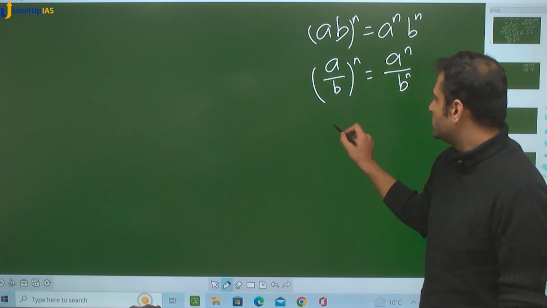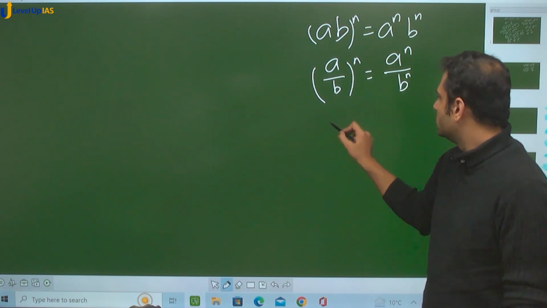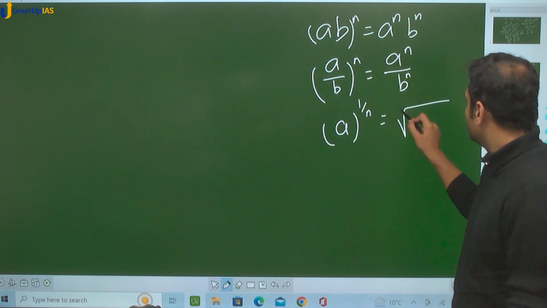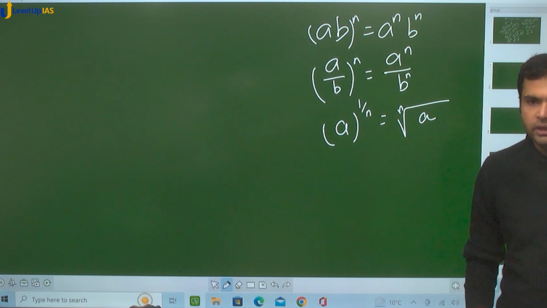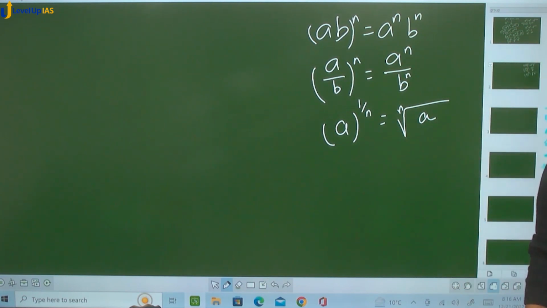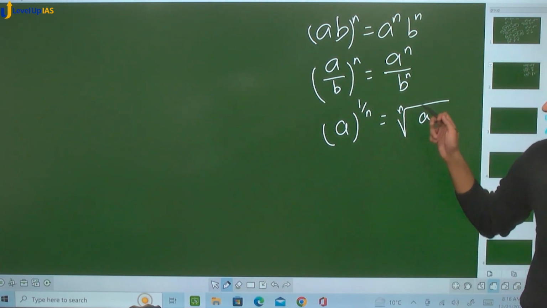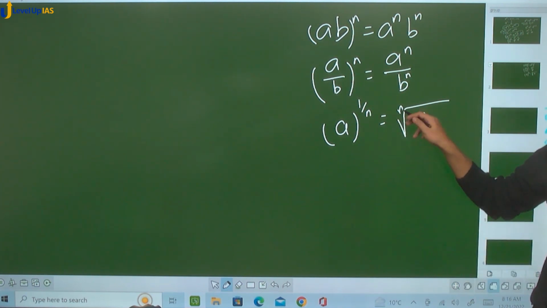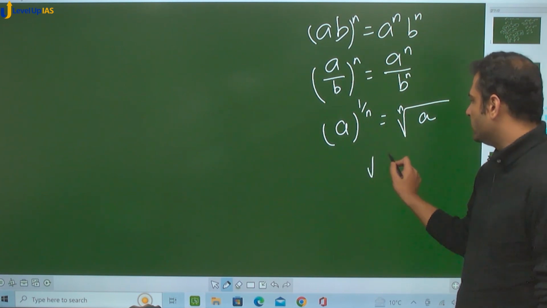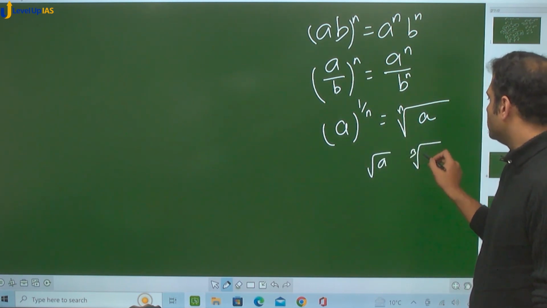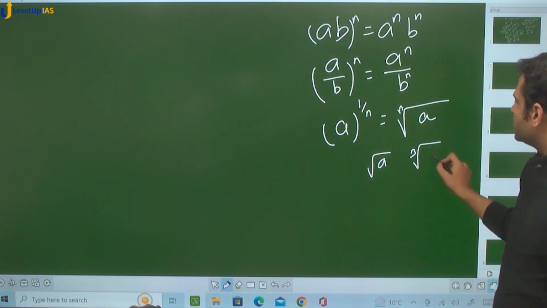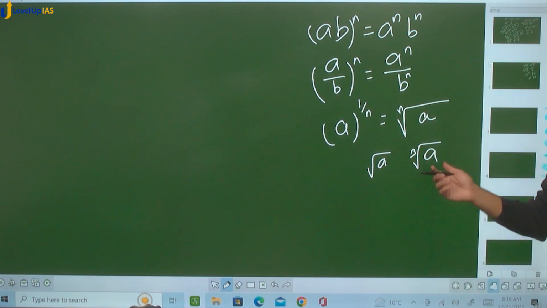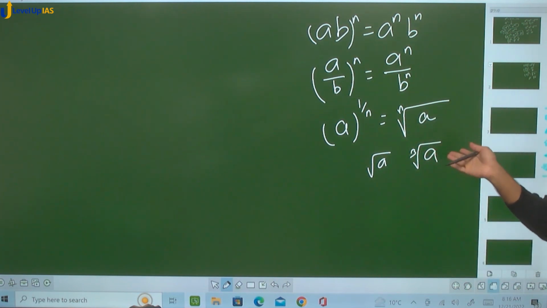And then root is there. A raised to 1 by n is the nth root of a. n can be anything, right? If we are talking about square roots, that would be 2. If we are talking about cube roots, this would be 3. Square root is represented as this, cube root is represented by writing 3 outside the radical sign. This is cube root. You can write here 4, 5, 6. I have written here n, which means that this is the nth root of that particular number.